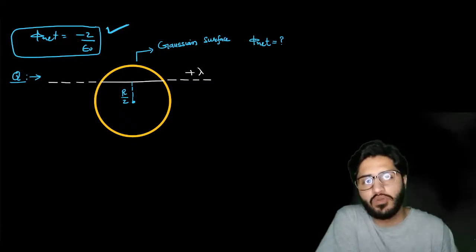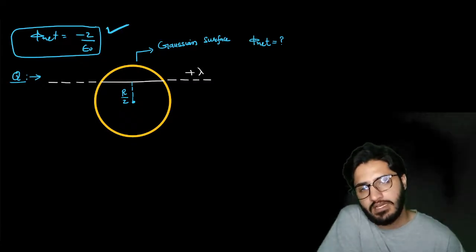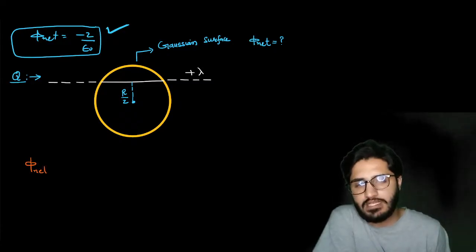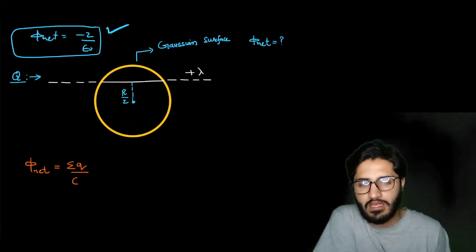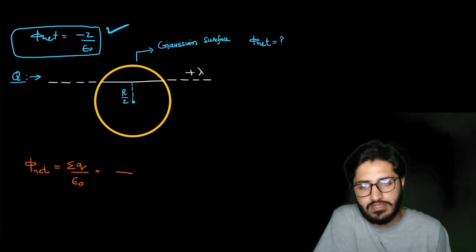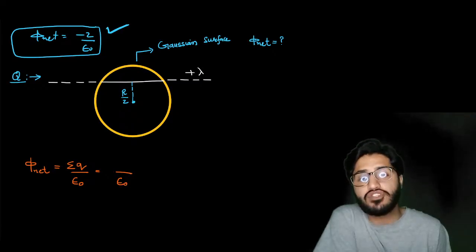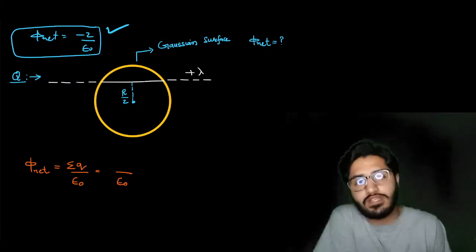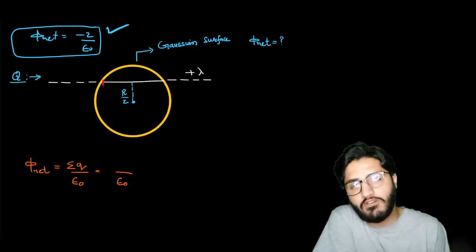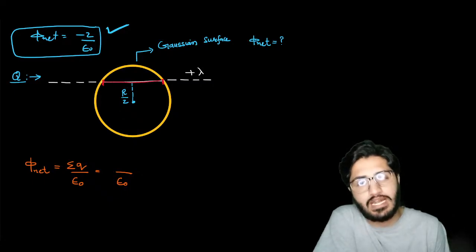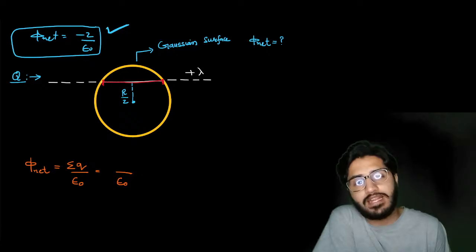You can see from this figure that to get phi, that means the net flux, it is equal to summation of charge divided by epsilon naught. Epsilon naught is a constant, I don't need to change it. What I need to put here is summation of q, the charge which is inside the body. So this length of the rod is inside the body, and this rod will be giving electric flux. So I need to find the length of this rod.